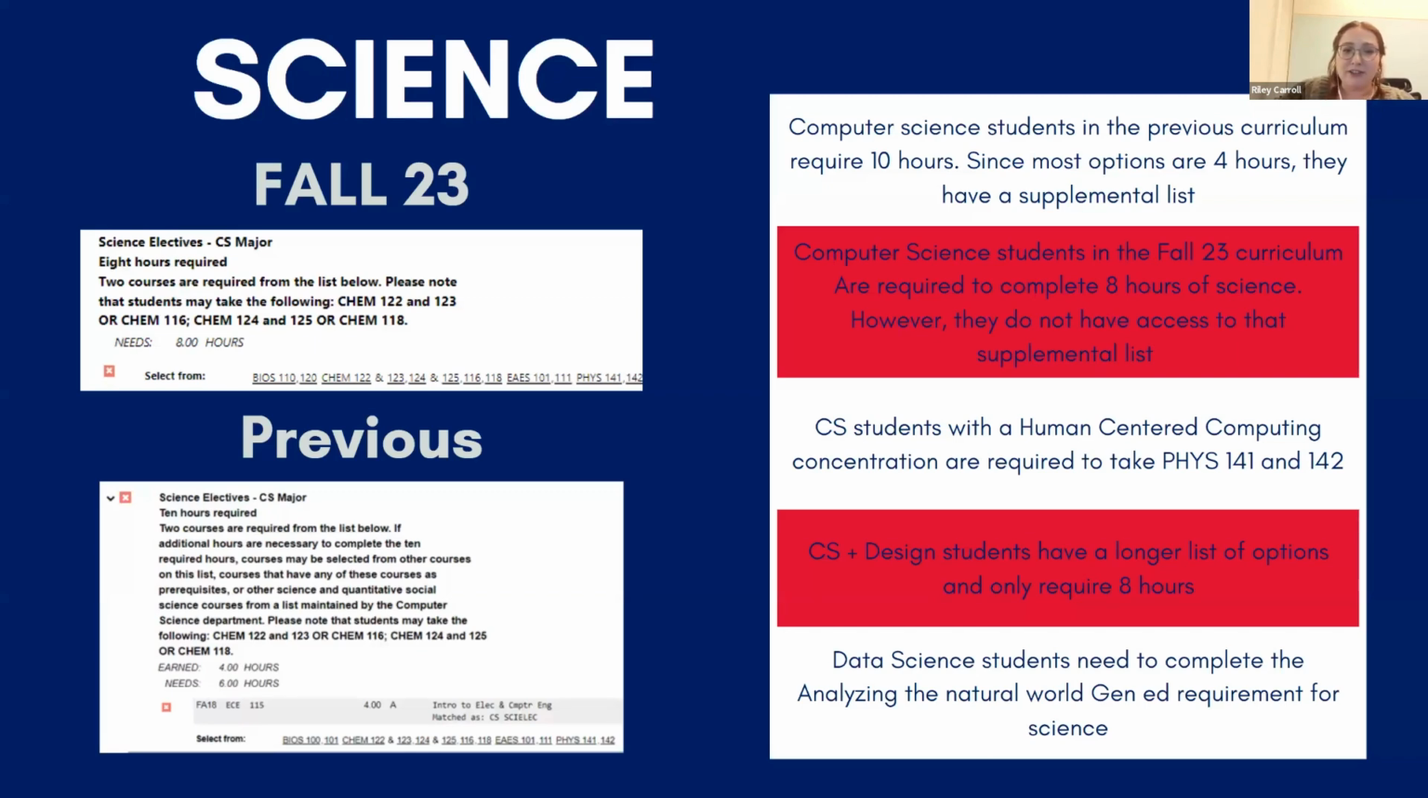For CS+Design students, you will also have to complete 8 hours of science electives, but you have more options in your list for science electives. For data science, you won't actually see a science elective section on your degree audit. Instead, you will need to complete the Analyzing the Natural World General Education section, which we'll talk about a little bit more later.